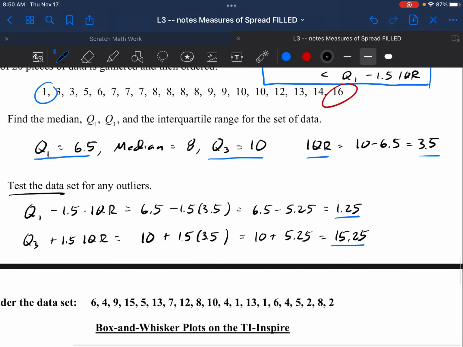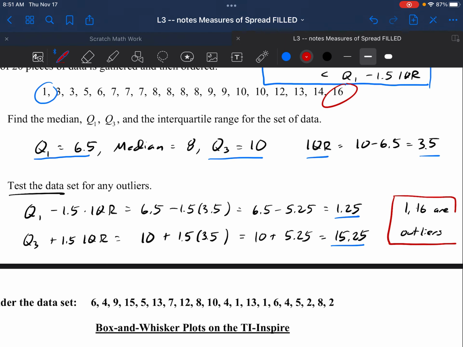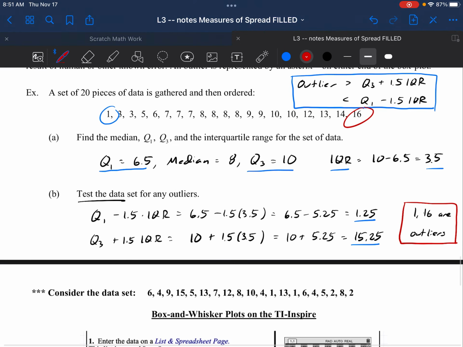I'll put that right over here on the right side. So we'd say 1 and 16 are outliers. So they are just values that are way outside the general trend or the majority of the data. Okay, guys? So there we go. Outliers are also a good way for us to determine the shape of a graph. That's going to create skew usually.